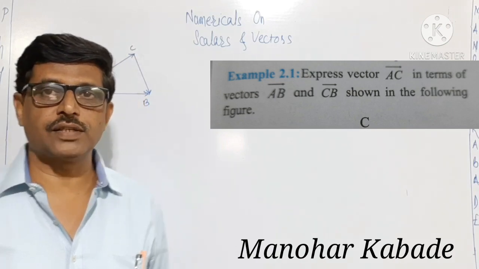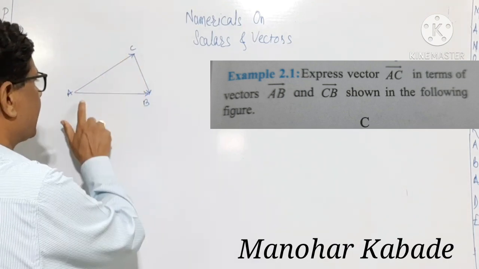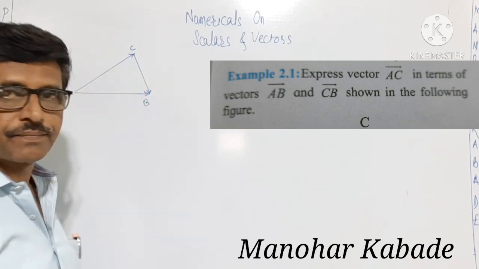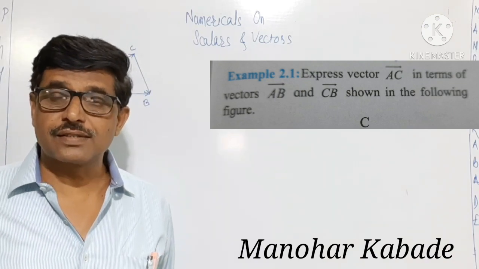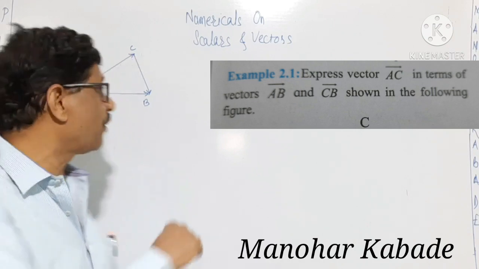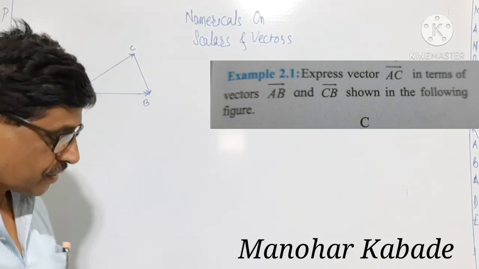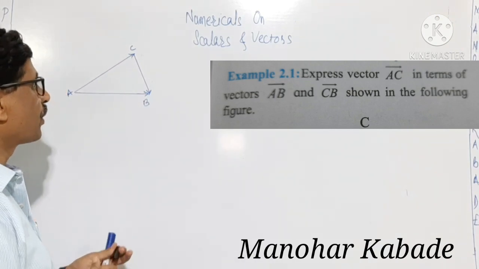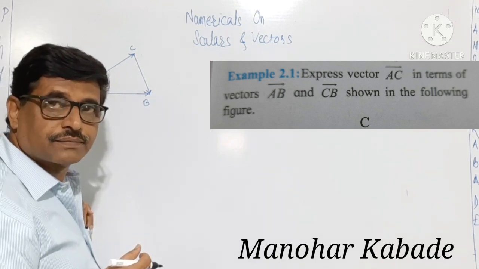पहिलं न्यूमेरिकल काय म्हणते की you are given 3 vectors, vector AC, vector AB and vector CB, and the question asked is you have to express vector AC in terms of vector AB and vector CB. The job is simple. For that what we will do, we will apply triangle law of vector addition.